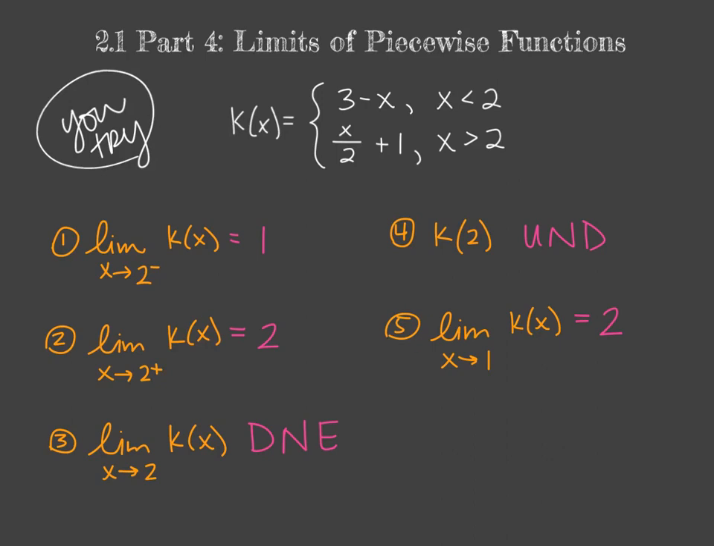And for number 5, the limit as x goes to 1, 1 is not a breaking point here, but we can still use direct substitution. Where would we plug in 1? Well, where does 1 belong? 1 belongs here in this piece because 1 is less than 2. And so we would look here and use direct substitution to plug it in, 3 minus 1.